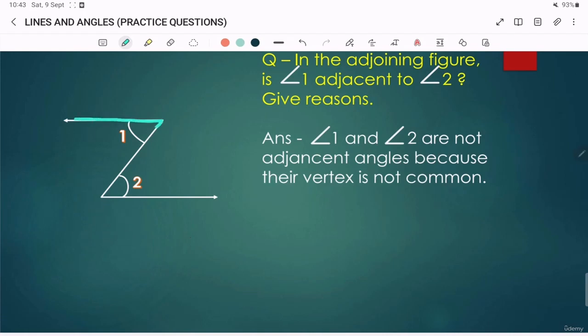Now this is angle 1. Its vertex is this. And this is angle 2. Its vertex is this. So as you can see, these are having different vertices. For vertices to be common, they should overlap. And in this case, vertices are not overlapping of these angles. Therefore, they are different vertices. Hence, these are not adjacent angles. First condition is not fulfilled. Therefore, these are not adjacent angles. Angle 1 and angle 2 are not adjacent angles because their vertex is not common.